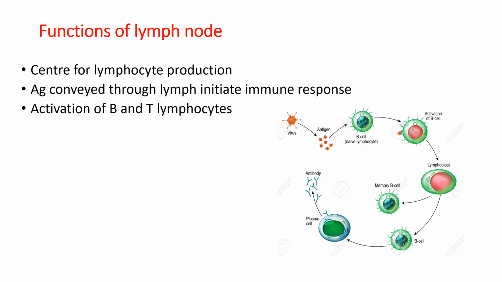Functions of the lymph node. The lymph node is the center for lymphocyte production. Antigens are conveyed through the lymph and they initiate an immune response. And when antigen exposure happens, there is activation of the T and B lymphocytes.